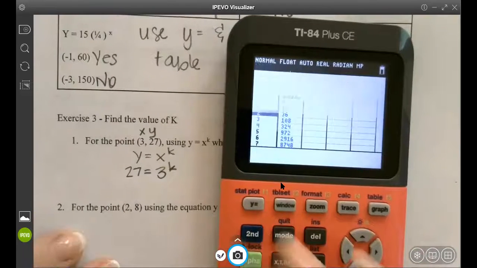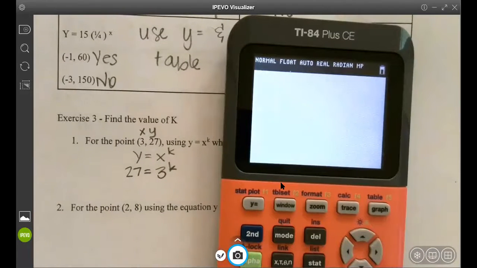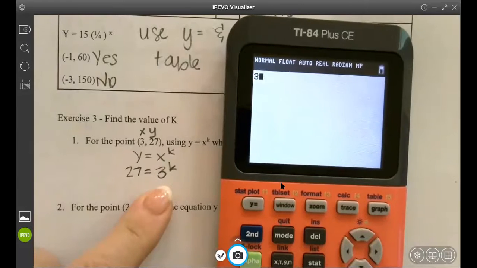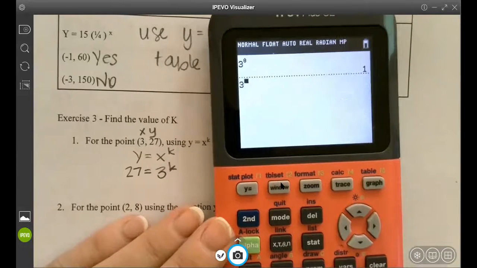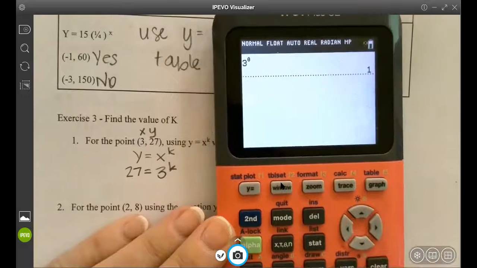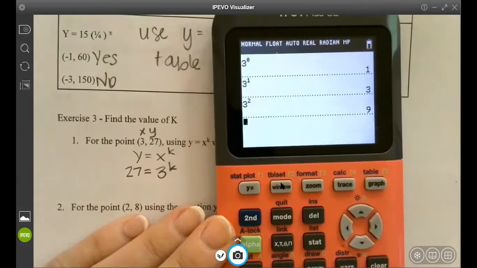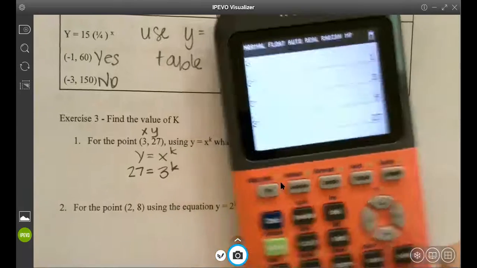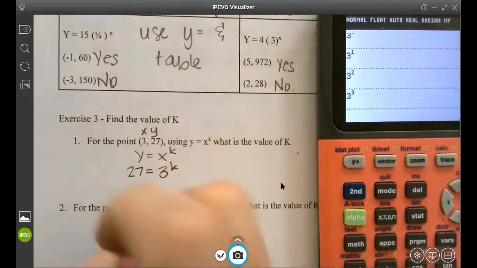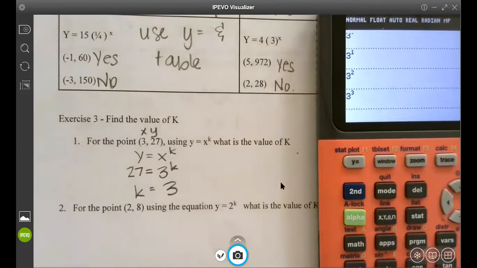You can guess and check on this because these are going to be really small. If they're really large, you can use your graph. It doesn't matter. Like I showed you, the 3^K on one side and the 27 on the other. Or you can just guess. 3 to the 0 is 1. 3 to the 1 is 3. 3 squared is 9. 3 to the third is 27. So K would equal 3.